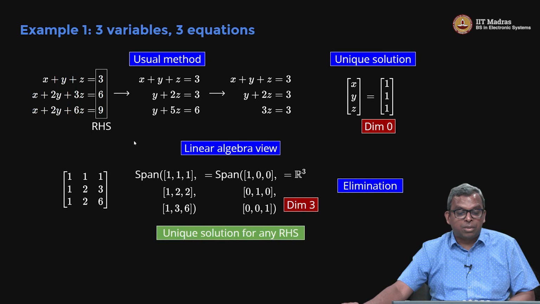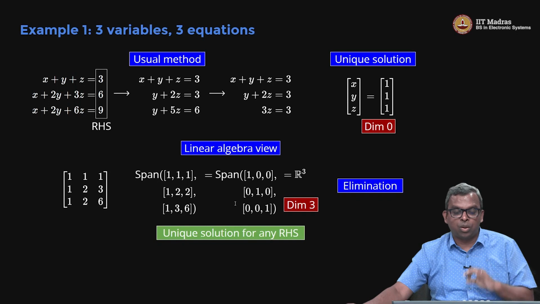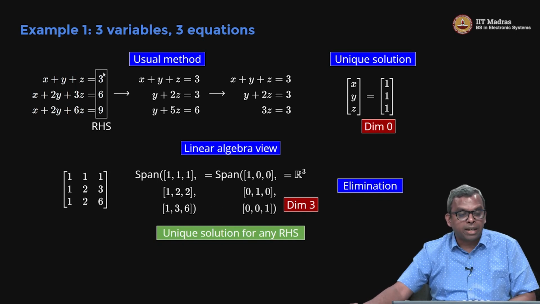So, clearly from this we can conclude that not only for 3, 6, 9, whatever vector you put in the RHS, as long as you do not change these coefficients, this equation is going to have exactly one solution all the time, irrespective of the RHS. This is because the rank ends up being 3, the dimension of the span of the columns is 3, and that is the entire R3, which means any vector on the right hand side I can obtain by multiplying this matrix with some suitable vector.